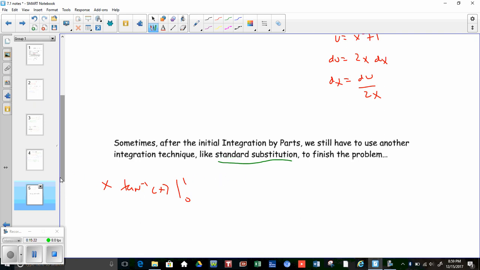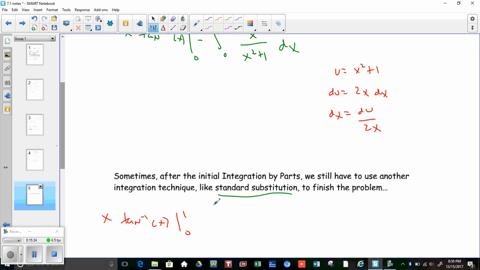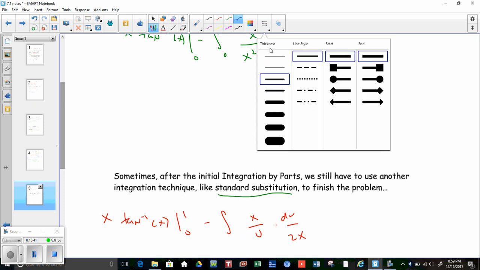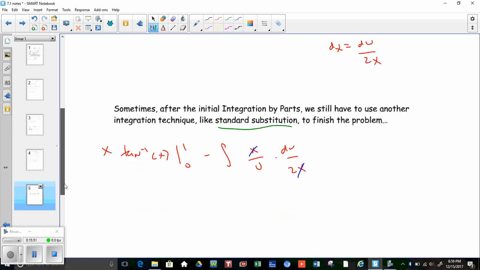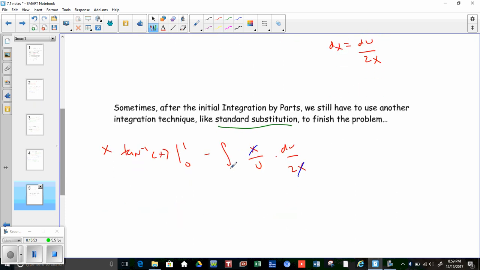The new integral is going to be minus the integral of x over u, because u is x squared plus 1, times my new dx, which is du over 2x. Notice I didn't put any bounds in here. You could change the bounds if you really wanted to. We can get rid of those x's, which is good because now everything's in terms of u. So we could change the bounds and just evaluate two different things. I prefer not to in this case. This is up to you. Just be really careful on it if you do.